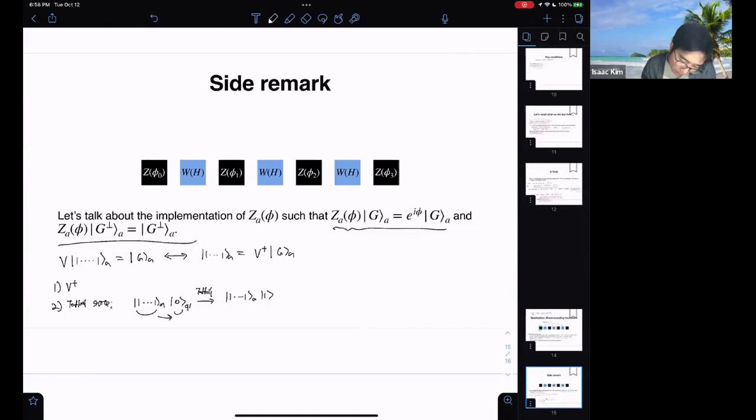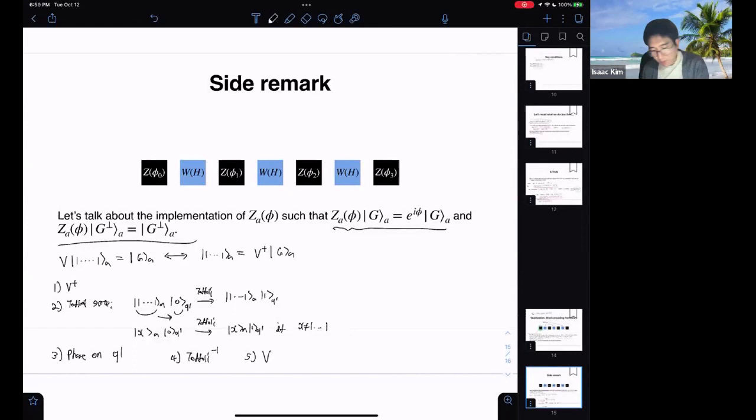Let's see. If X is not equal to the all-ones state. So you apply the Toffoli gate, and if it's one, you apply a phase operation on Q prime. Then you just apply Toffoli inverse and apply V. And this way, what you can easily find is that if you apply this entire operation to G of A, you do get this phase factor. But for any other state which is orthogonal to this G of A, you just accrue a trivial phase.